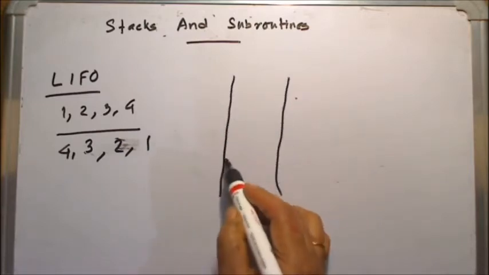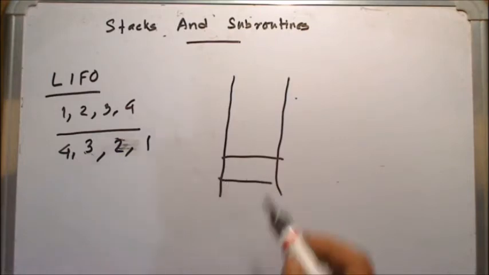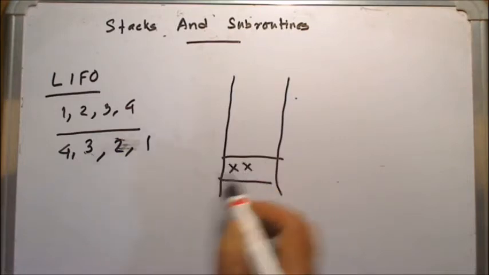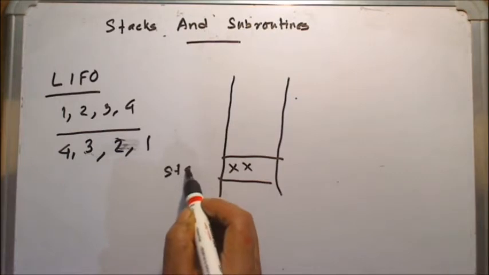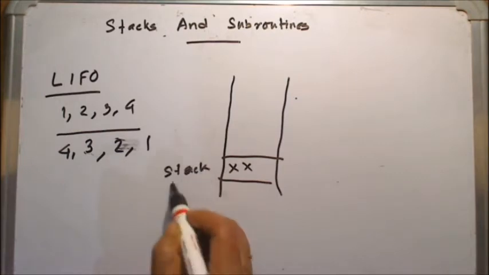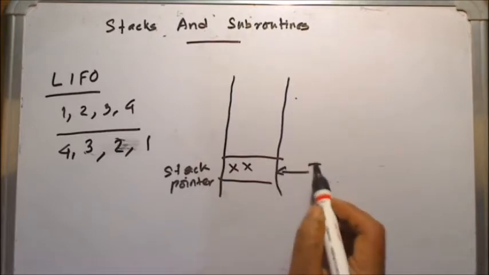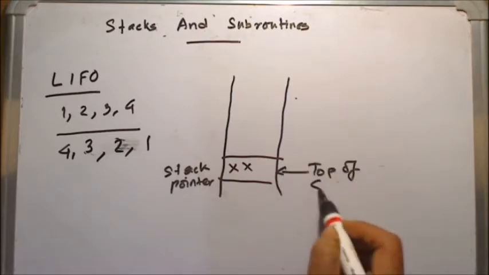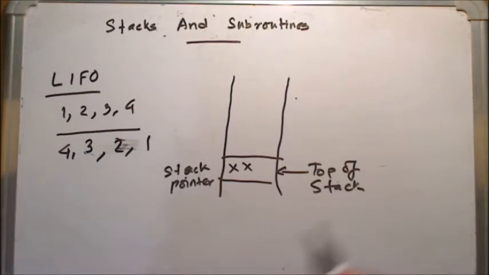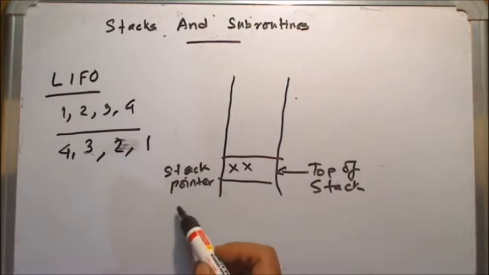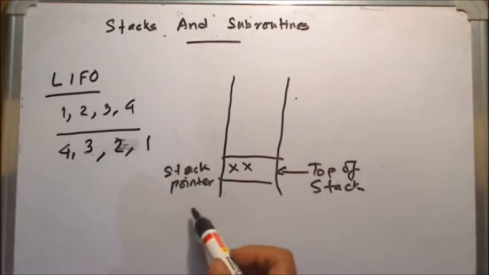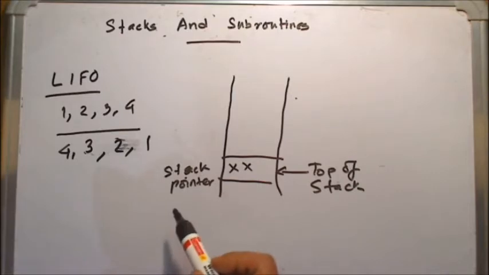Now suppose this is your memory. This is the stack. Okay, this is the stack pointer. The top of the stack is called by the stack pointer. Now, the address of the top of the stack is given by the stack pointer.